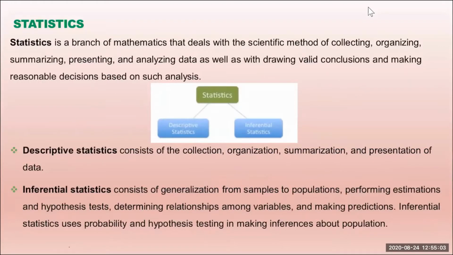So as we are working on a lot of fundamental terminology in statistics here, we are going to start with the first one. It is the definition of statistics. So when we say statistics, what is that? Statistics is the branch of mathematics that deals with the scientific method of collecting, organizing, summarizing, presenting, and analyzing data, as well as drawing valid conclusion and making reasonable decision based on such analysis.